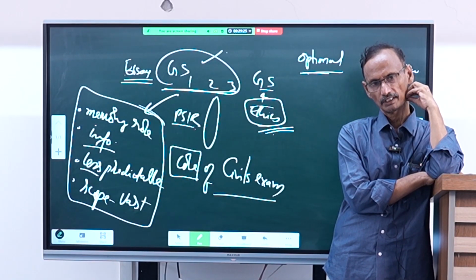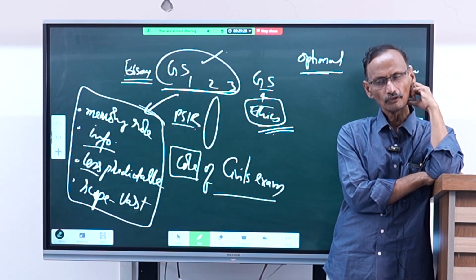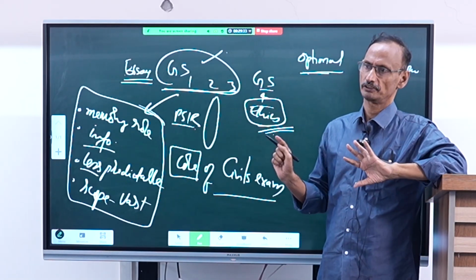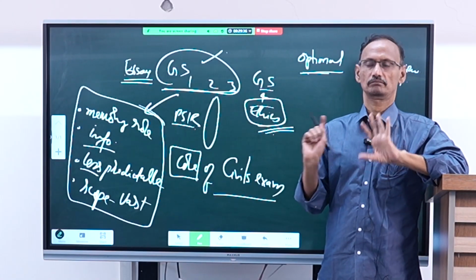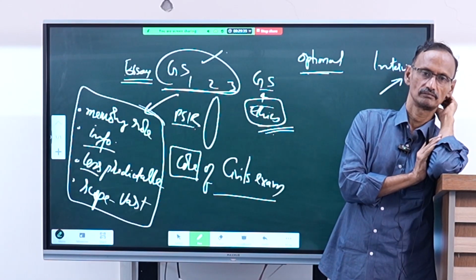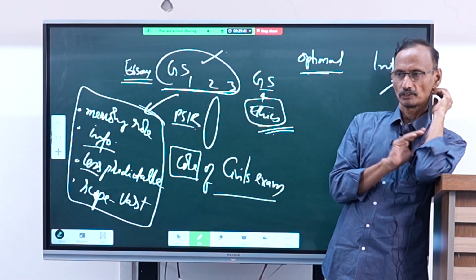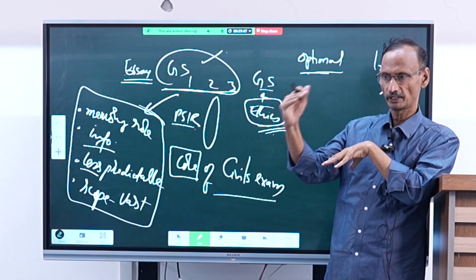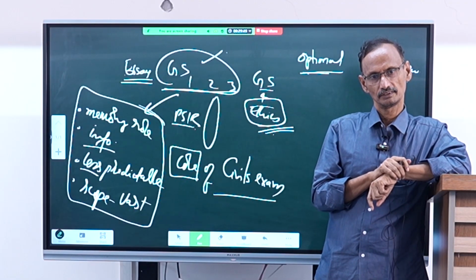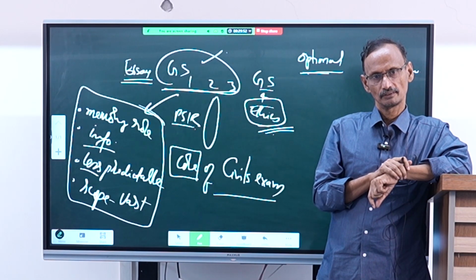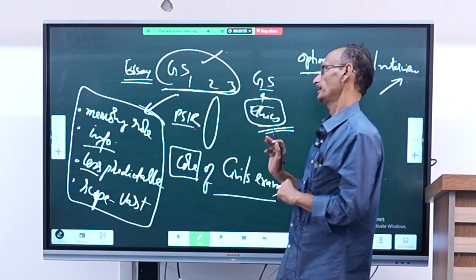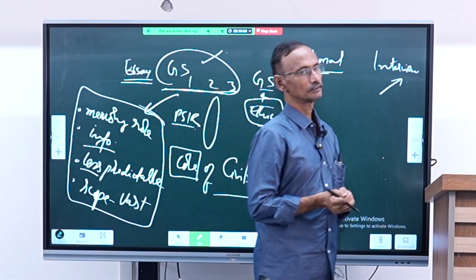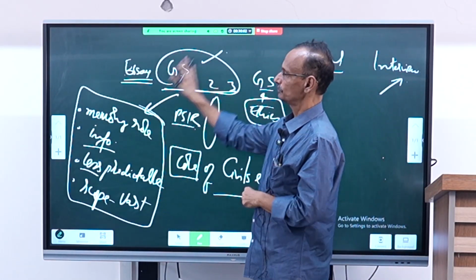And another way of looking at this criteria is: if you don't know anything of GS 1 to 3, how much time will you need to pick it up? Much more time. That is another criteria. So the skill set required, plus if you don't know anything, how much time you need. If more time is required, I would say more difficult. So on that criteria, I would say GS 1 to 3 is most difficult.